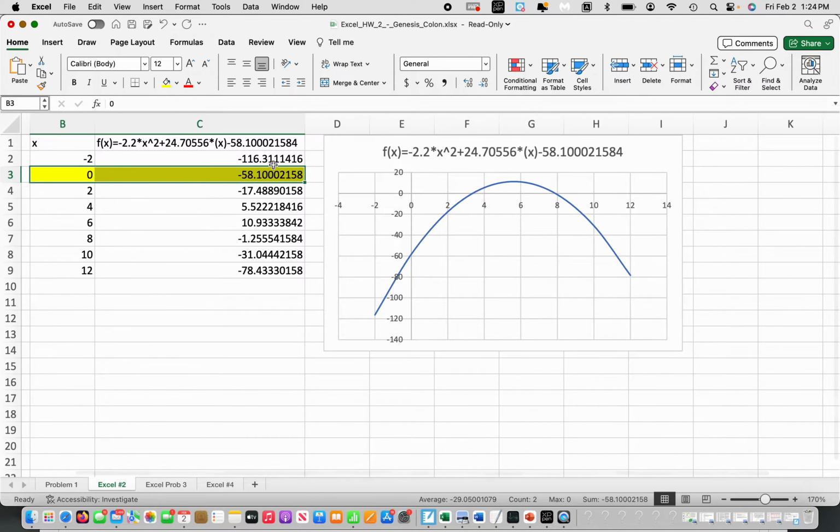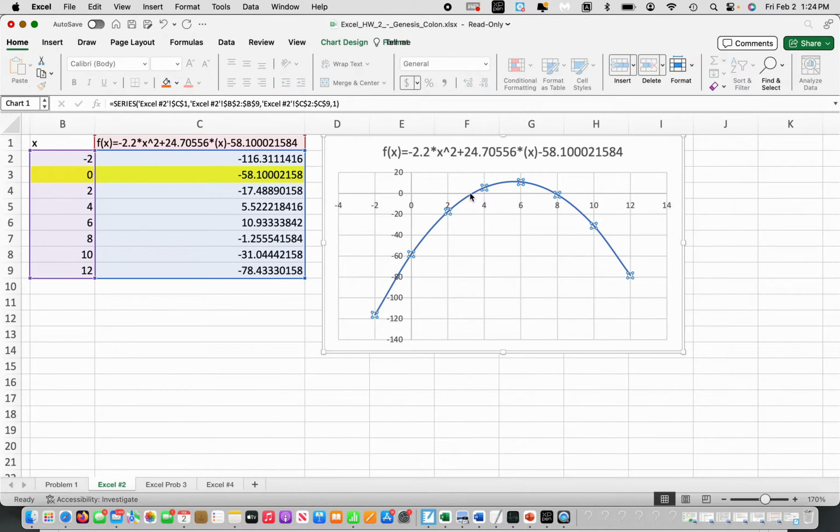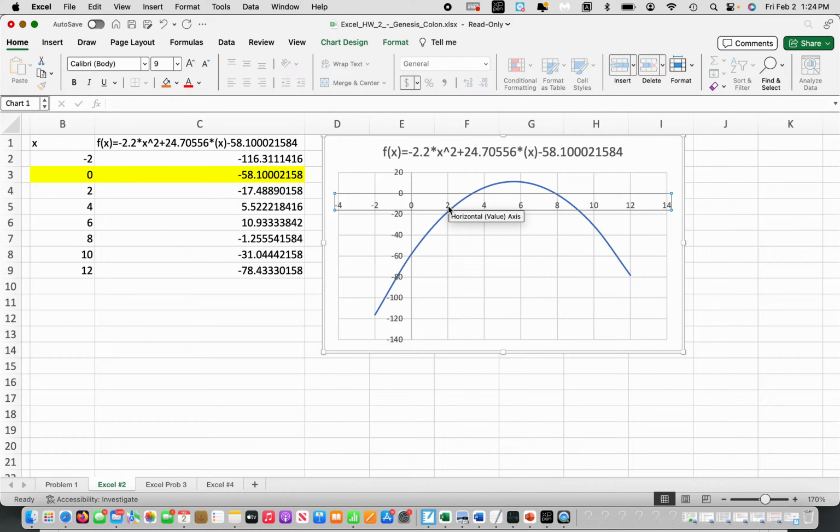Okay, so then the next part says, what are the x-intercepts? Meaning, where does it cross the x-axis, the horizontal? When you look at your function here, you can see it's somewhere between 2 and 4 and somewhere between 6 and 8 that it crosses the x-axis.